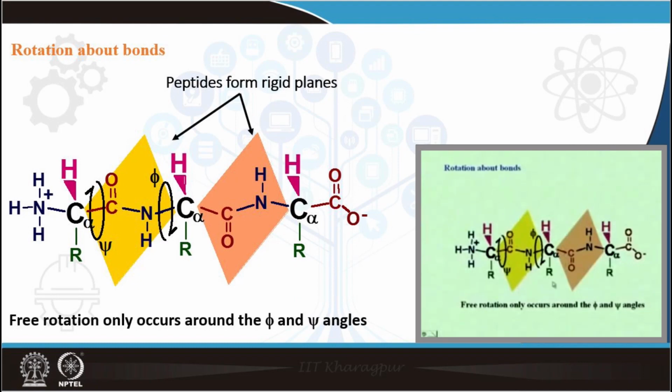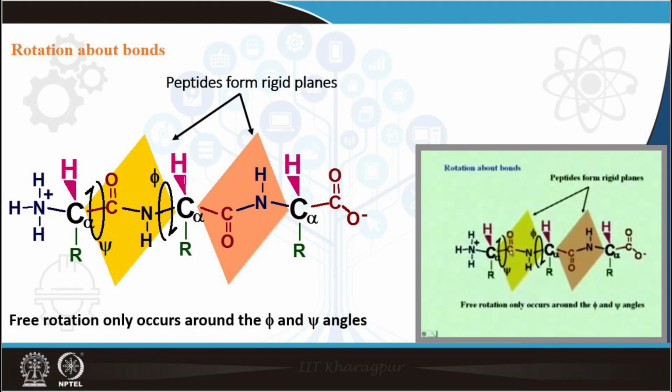And what do we have here? We have the peptides that form two rigid planes here. Okay, why are we calling these rigid planes? Because of the partial double bond character that restricts rotation about the C-N peptide bond. What do we have here? We have free rotation about which other bonds then? The phi and the psi angles. And I explained in the last class how we can have such a rotation.